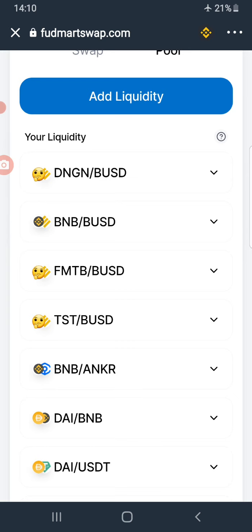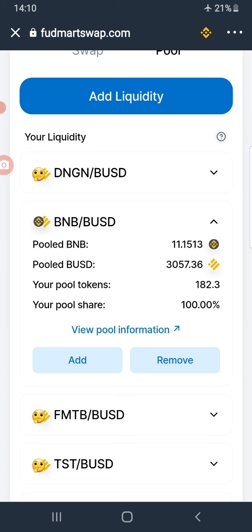So let me just show you something. This is BNB BUSD. The total size of the pool is about $6,000 plus, and the pool tokens I have for providing this liquidity is 182.3. And as you can see, I have 100% majority stake as the liquidity provider for this pair.